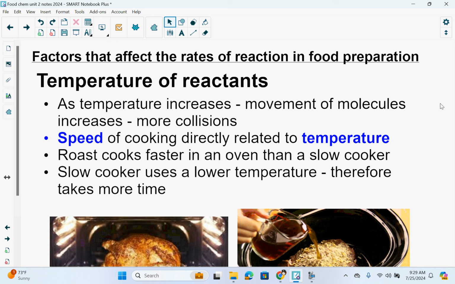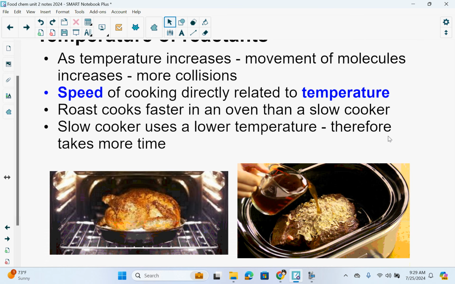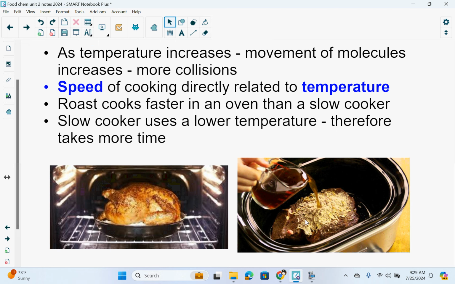Factors that affect the rates of reaction in food preparation. So the rates of reaction, right? What can affect this? Well, temperature of the reactants. As temperature increases, the movement of molecules increases. You have more collisions. The speed of cooking is directly related to temperature. So if you roast, like this turkey right here, it cooks faster in an oven than a slow cooker, hence the name slow cooker. So a slow cooker uses a lower temperature for a longer period of time.